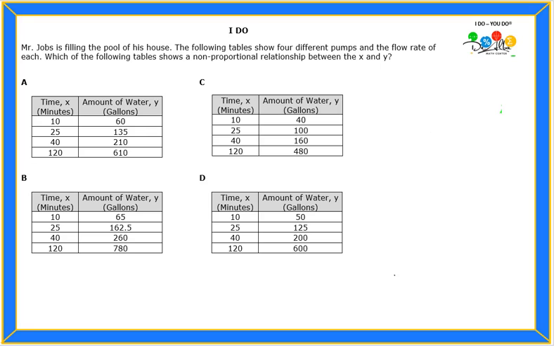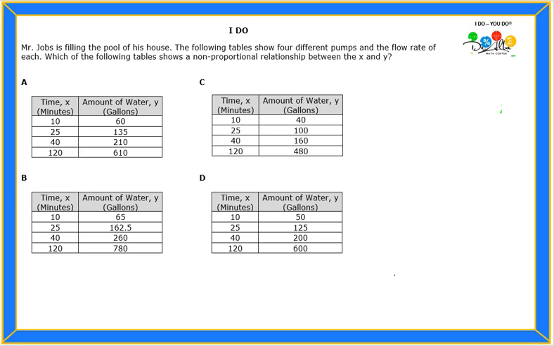And it says, Mr. Jobs is filling the pool of his house. The following tables show 4 different pumps and the flow rate of each. Which of the following tables shows a non-proportional relationship between X and Y?